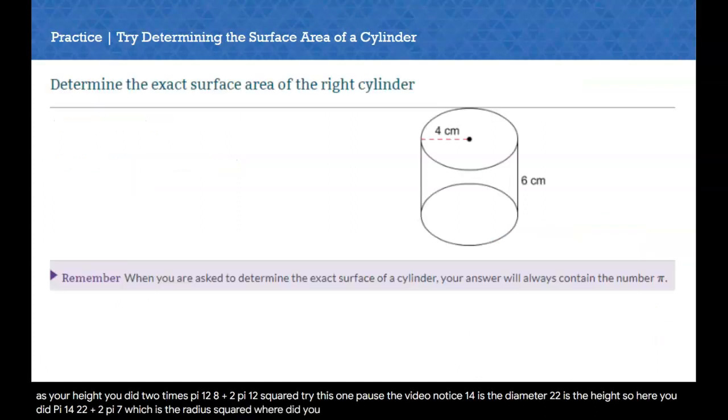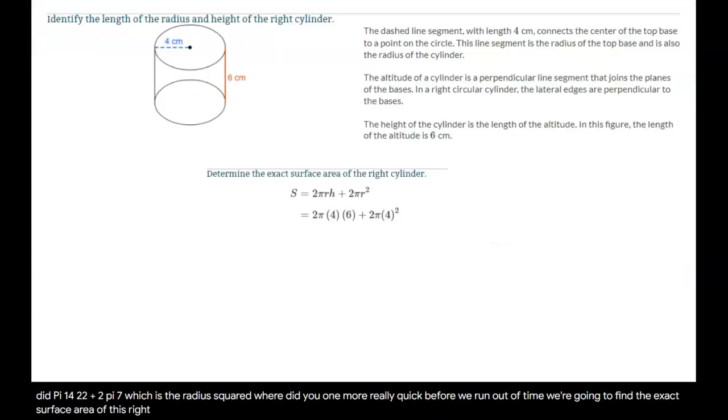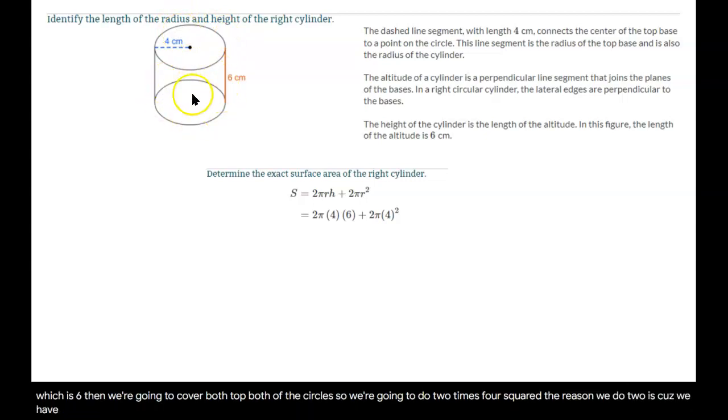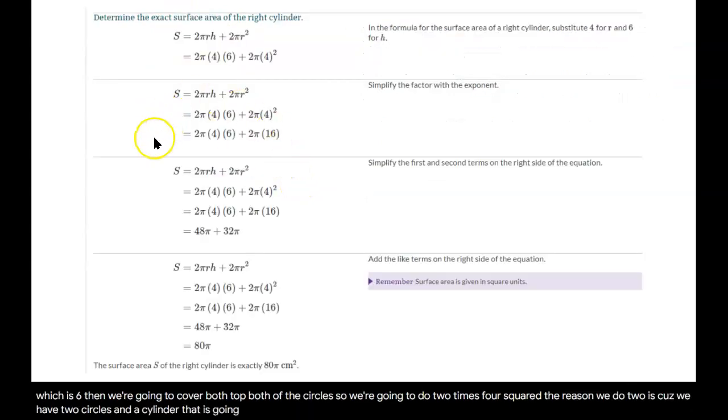We're going to do one more really quick before we run out of time. We're going to find the exact surface area of this right cylinder. So we're going to take 4 times 2 because we need the diameter. So 4 times 2 is 8, that's our diameter, times the height, which is 6. Then we're going to cover both of the circles. So we're going to do 2 times 4 squared. The reason we do 2 is because we have 2 circles in a cylinder. That is going to give us 80 pi.